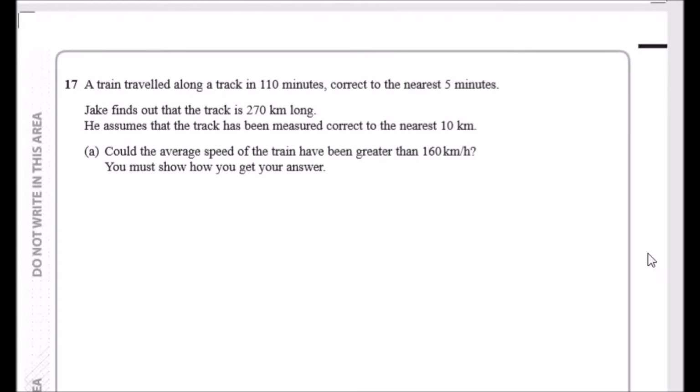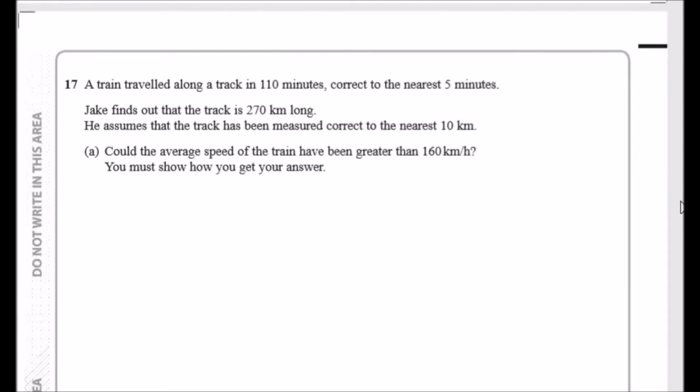Okay, 17 now, almost done, guys, almost done. So a train traveled along a track in 110 minutes. Okay, corrected to the nearest 5 minutes. Oh, it sounds like bounds. Jake finds out that the track is 270 kilometers long. He assumes that the track has been measured correct to the nearest 10 kilometers.